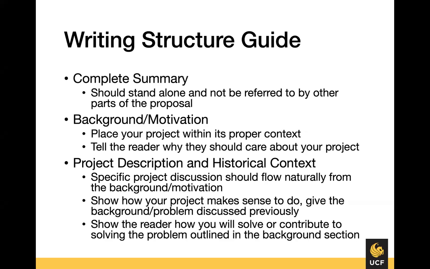Generally, a grant application will also ask for a longer project description that will include some historical context. So again, this specific project discussion should really sort of naturally flow from that background and motivation section, which is going to primarily talk about why your project is so needed. And then in your project description, you will tell the reader how much your project makes sense to do given the background and the motivation that you've already discussed.